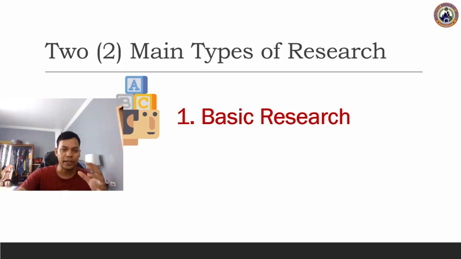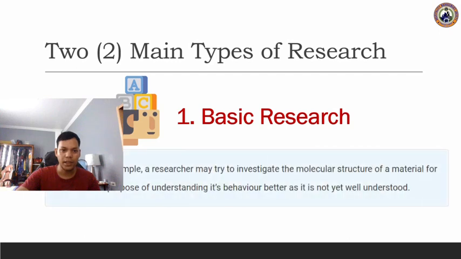So again, the purpose of this research is just basic. It means that the goal of this research is not to solve problems. You just want to know the reason behind a certain phenomenon or situation. It is not for the purpose of resolving problems because, again, this is just basic. For example, the researcher may try to investigate the molecular structure of a material for the purpose of understanding its behavior better, as it is not yet well understood.